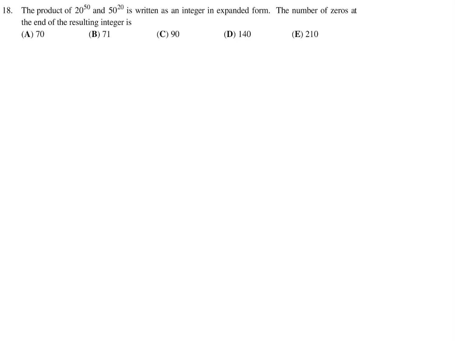20 to the power of 50 and 50 to the power of 20 is written as an integer in an expanded form, the product of those two numbers. The number of zeros at the end of the resulting integer is. Okay, well, let's see what we get here. You got this big number multiplied by 50 to the 20. Okay, I believe the key here is to get as many tens as possible, and that will give you an indication of the number of zeros.